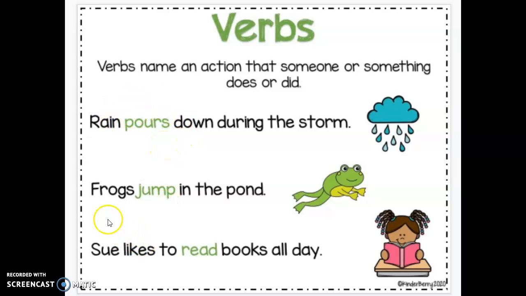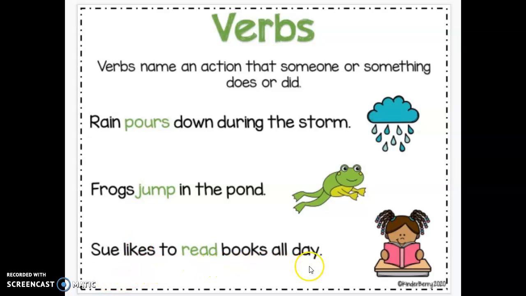Let's look at another sentence. Read with me. Frogs jump in the pond. Someone or something does something. Oh, I see. The frogs jump. That's an action. So jump is the verb. Let's do the last one.